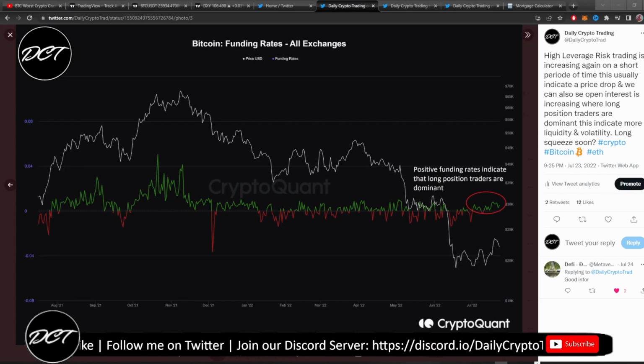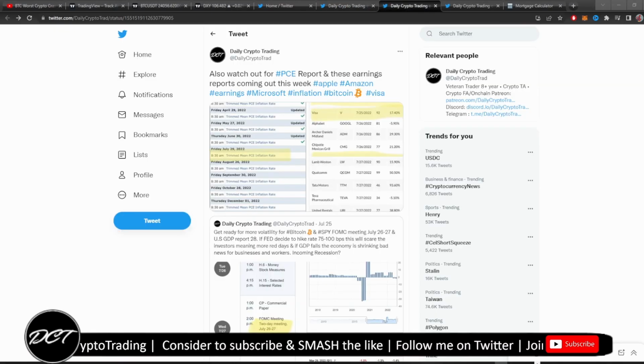But the question is, how far can this last? Because in the derivative market, they have no mercy, all right? The market usually wins. So if the longs continue to dominate, usually there will be some kind of spike from the shorts, and there will be a long squeeze liquidating all the longs. And also, guys, remember the PCE is coming out tomorrow, with the earnings reports of Apple and Amazon and a lot of companies.